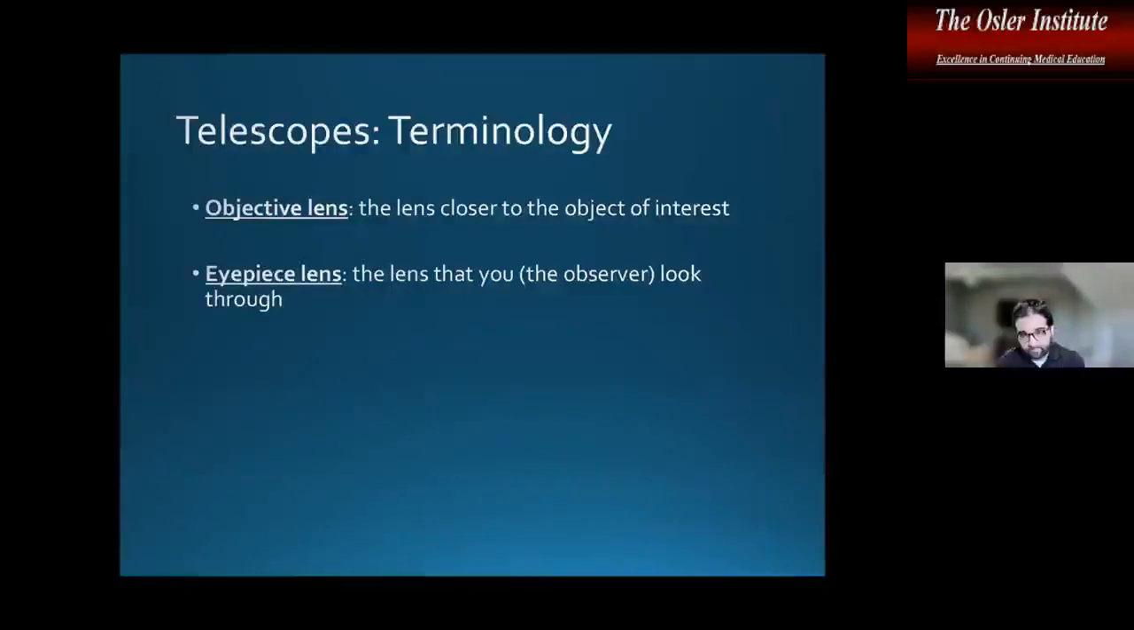So the objective lens is the lens that is closer to the object of interest. In other words, further away from you. The eyepiece lens is the lens that you, as the observer, look through.